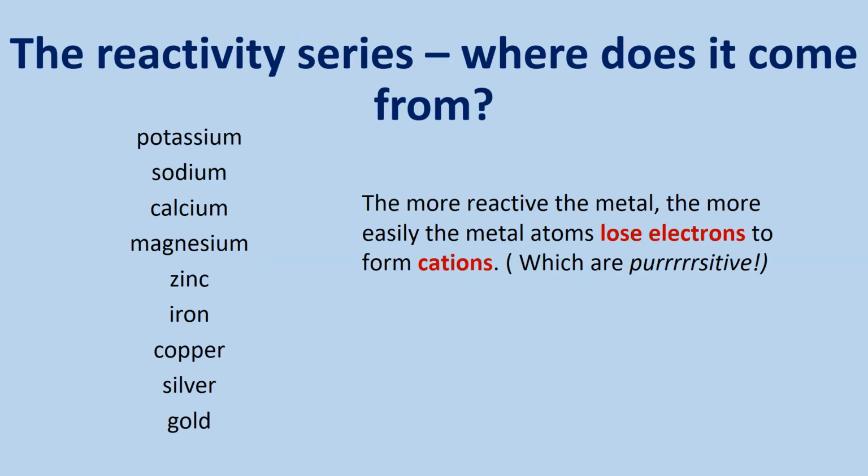The reactivity series comes from how easily the metal atoms lose their outer electrons, and you remember that loss is positive and gain is negative. So when metal atoms lose electrons, they form cations. Just remember, losing electrons is positive: loss is positive. A cation is positive. There's your little cat to show you that cations are positive and anions are negative.